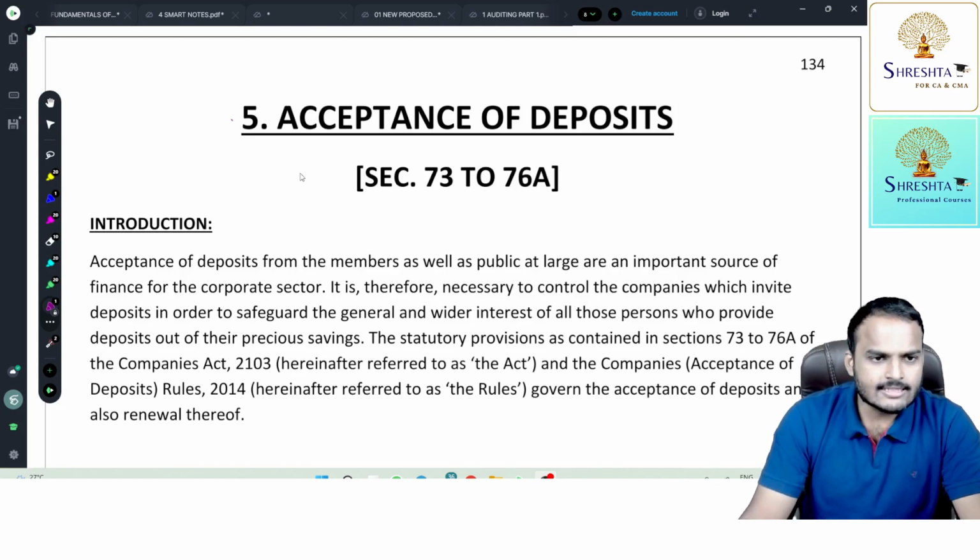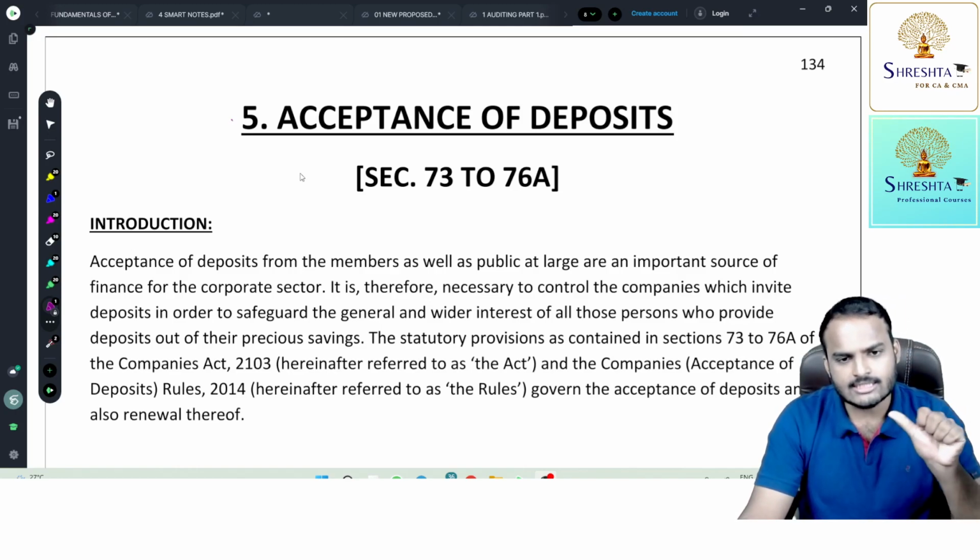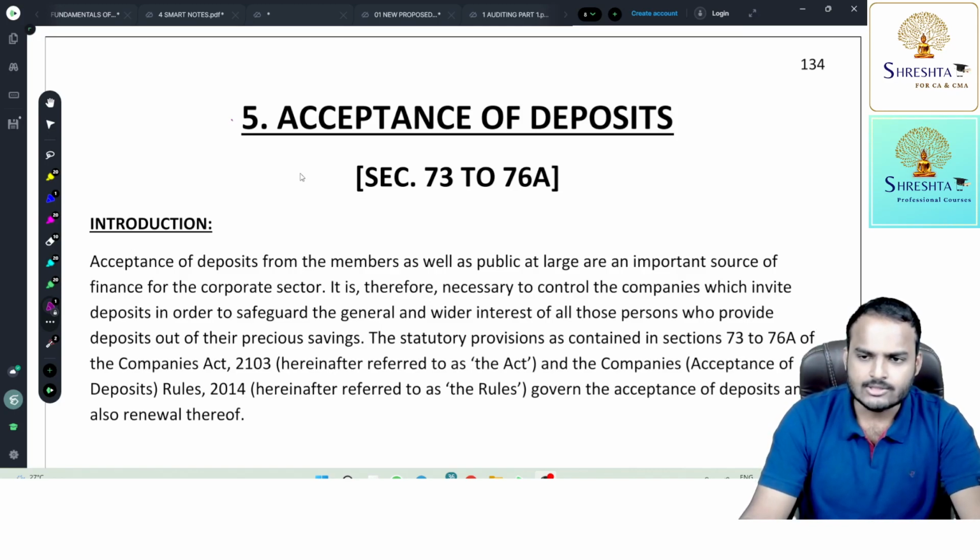So here you can see, it starts with section 73, ends with 76A. So you can find five sections: 73, 74, 75, 76, and 76A. So very small chapter, but from exam point of view, it is having a weightage of nearly 6 marks. So small chapter, just five sections giving you 6 marks. That's very, very important. And very simple chapter also.